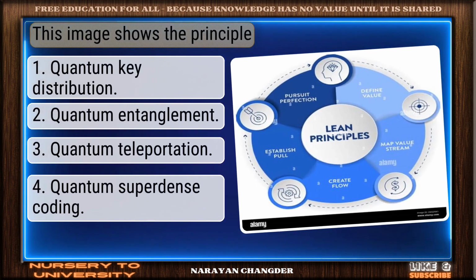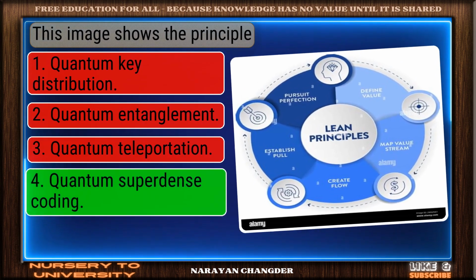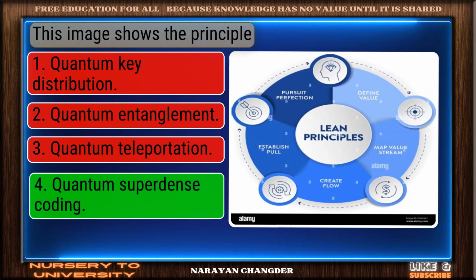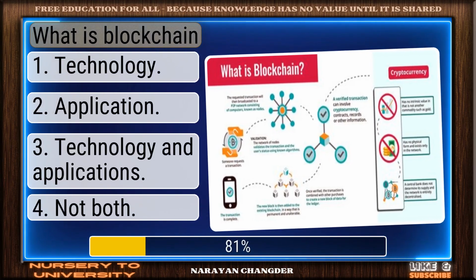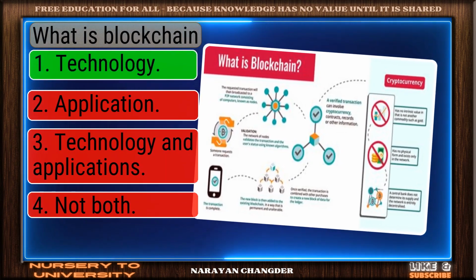This image shows the principle. You got it. Your choice, quantum superdense coding, is right. What is blockchain? Strong choice. Technology is the right answer.